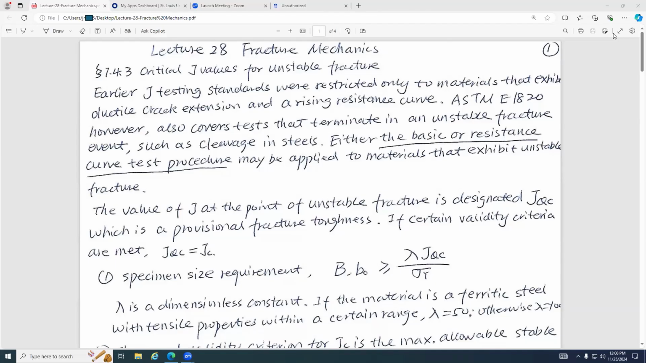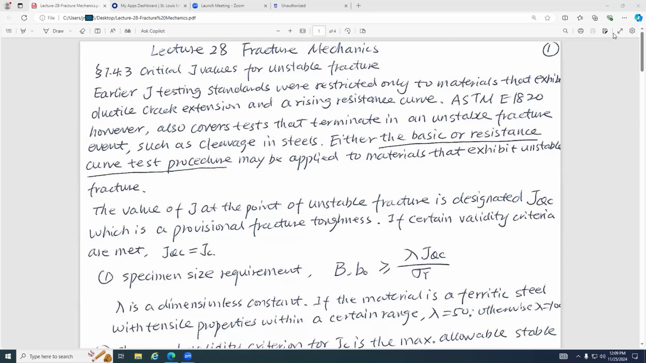The previous J testing standards are used for materials that exhibit ductile crack extension and a rising resistance curve. Ductile crack extension means that we usually have blunting of this crack, the shallow crack, and then this crack grows. The R resistance is rising. This is a characteristic of ductile crack extension. This is ASTM E1820.